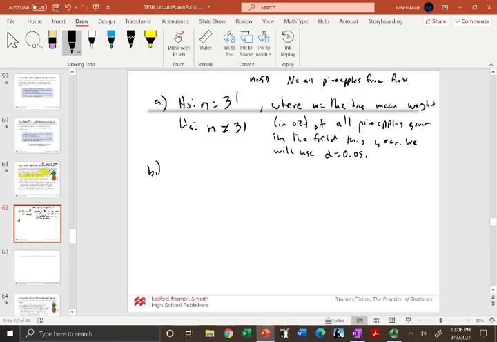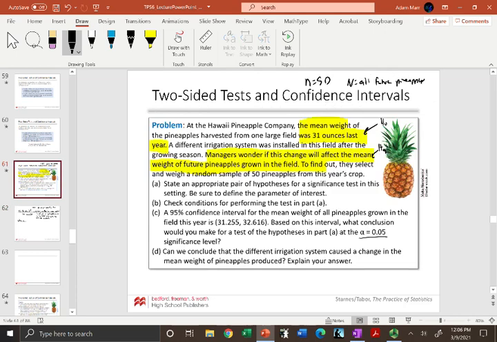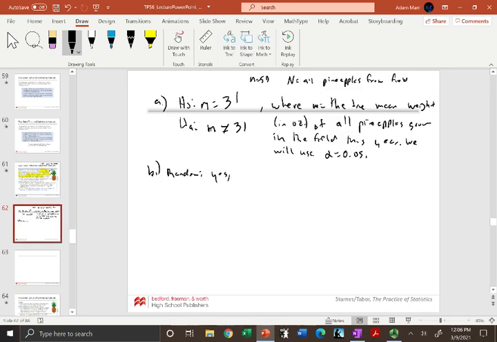Okay, so let's do it. We're going to say random. And it looks like they select and weigh a random sample of 50 pineapples from this year's crop. So I'm going to say yes, random sample of n equals 50 pineapples. Okay, 10%. We have n equals 50 is going to be less than 0.10 of big N, which is all pineapples from the field.